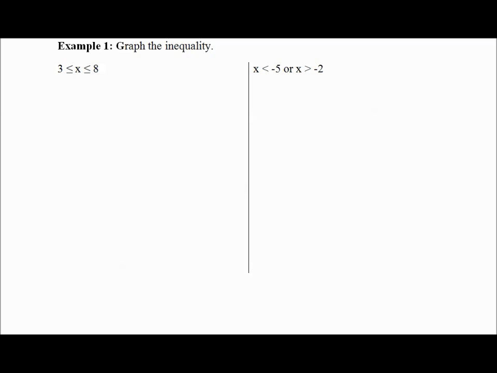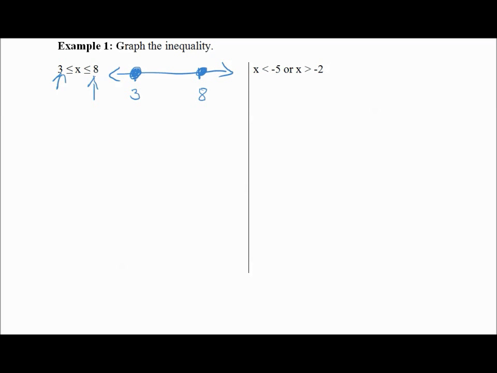So what I have here is x less than or equal to 8 and greater than or equal to 3. If I wanted to graph this, I'm graphing it on the same number line. I see that I have a 3 and I also have an 8. So those are the two numbers that I'm going to want to put on my graph, 3 and 8. I know that I have to circle them and shade them in.